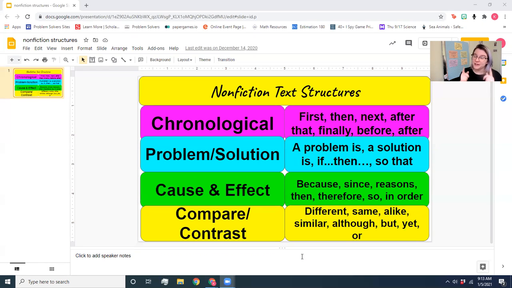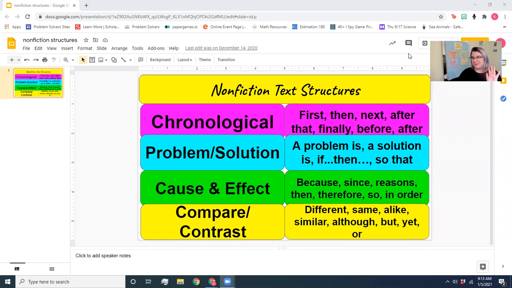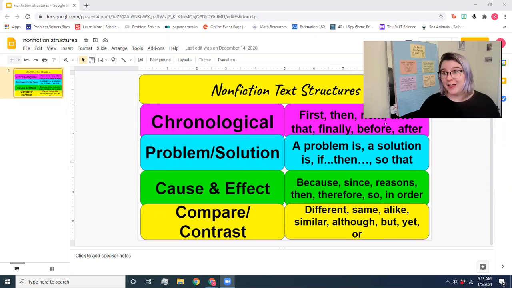I'm also going to post this poster on Class Dojo right on our class story, so you can reference this whenever you'd like. If you're reading a nonfiction text at home for fun, please feel free to hop on Dojo, reference this so that you can determine what the text structure is so you can get the most out of this book you're reading. So, that being said, I have a challenge for you today.